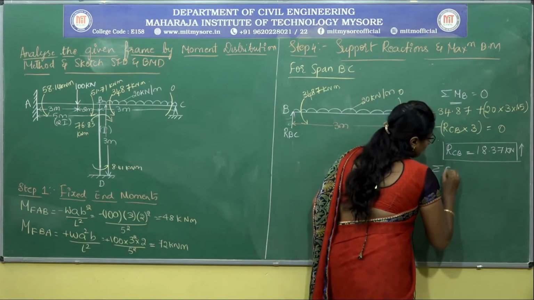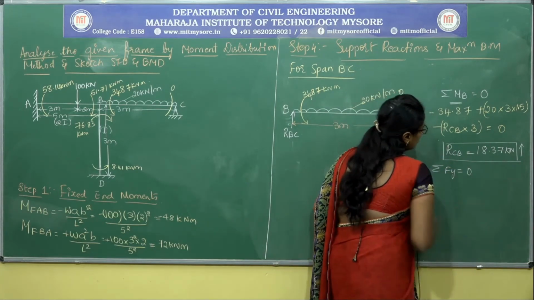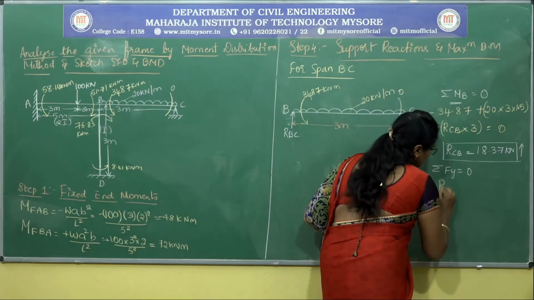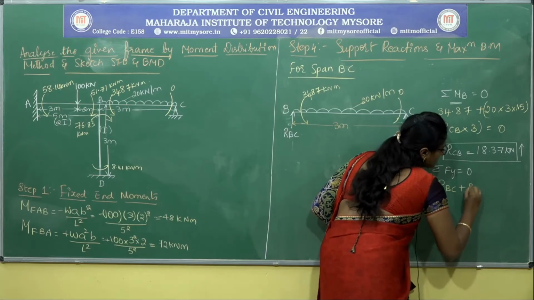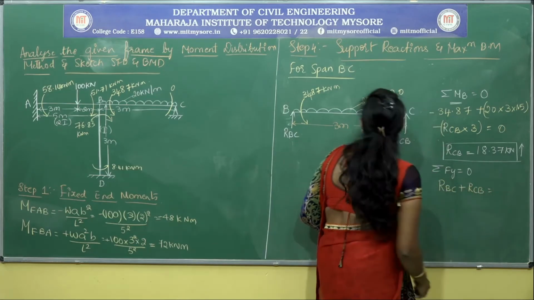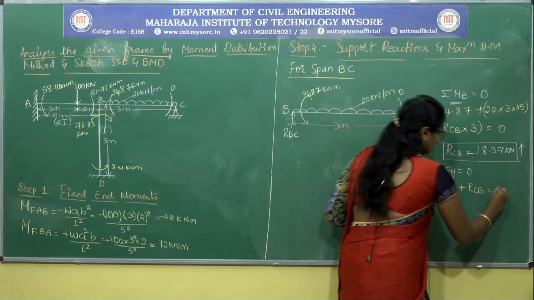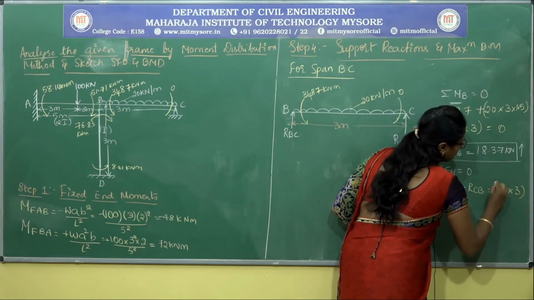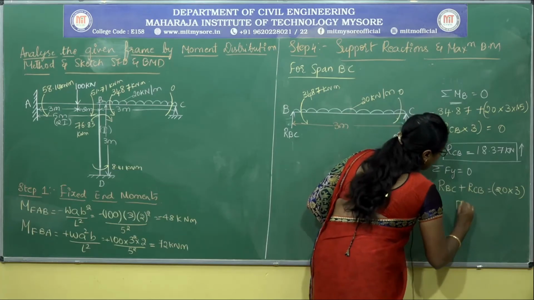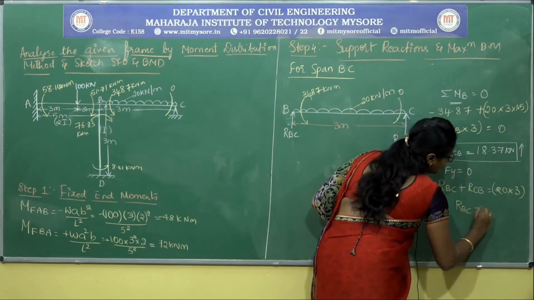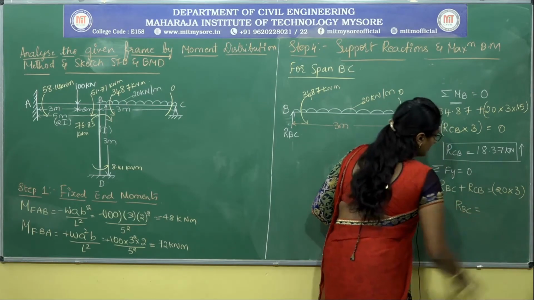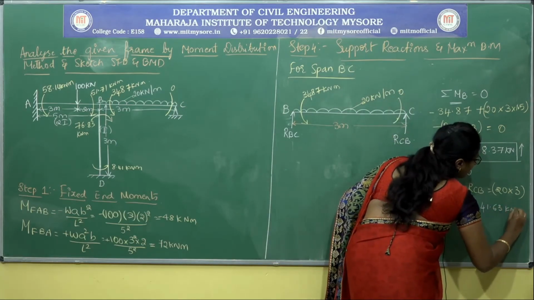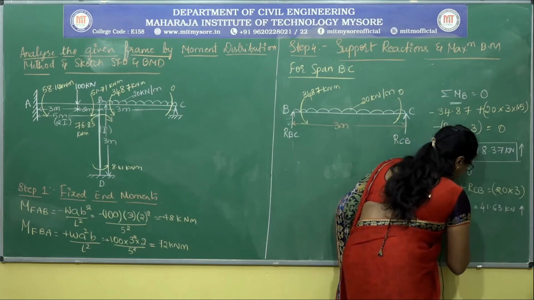Then sum of all the vertical forces is equal to 0. So, how many vertical forces are acting here? It is just RBC plus RCB is equal to 20 into 3. So, RBC is equal to 60 minus RCB, 41.63 kilonewton acting upwards.